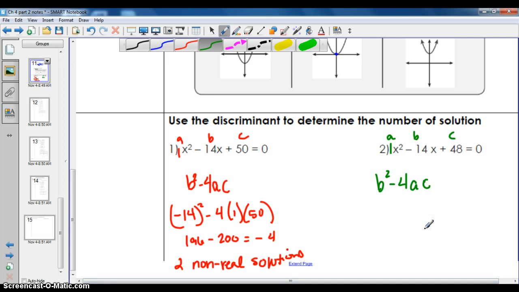Right, hopefully you're ready to check. So we would have 14 squared minus 4 times 48, which is going to give us 196 minus 192, which gives us positive 4. So 196 minus 192. And since this is greater than 0, that means we have 2 real solutions. And then the one that we didn't get was if it equaled 0, and that's 1 real solution.